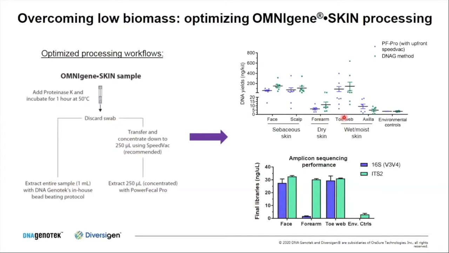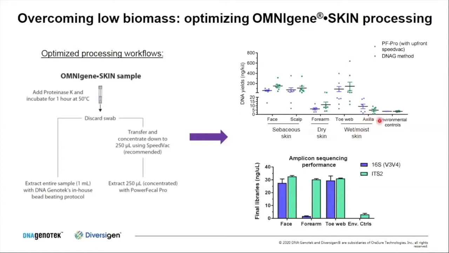And as you can see on the graph here, showing you typical yields we get from several skin sites using both workflows, we were able to achieve significant DNA yields from each of the skin sites that we sample. So for sebaceous skin, whether it's scalp or the face, you see that on average we recover somewhere between 100 to 200 nanograms per kit, which is pretty good. For forearm, which is dry skin, so very, very low biomass, you see that the yields are much lower. We're talking about 10 to 20 nanograms per kit, but it's still pretty good when it comes to dry skin. And then wet, moist skin sites, you see that it's very donor and site dependent. So we did see pretty high yields for some donors for toe webs, but in general, axilla or the armpit were much lower.